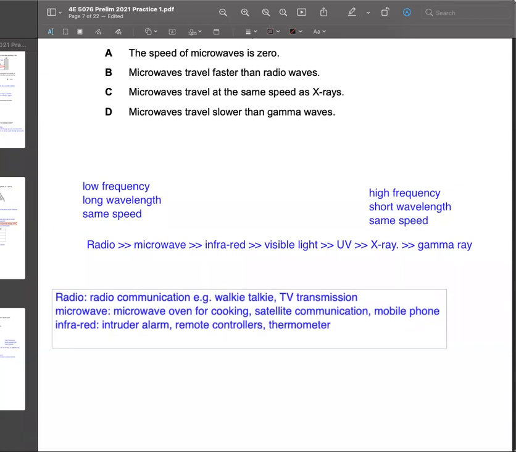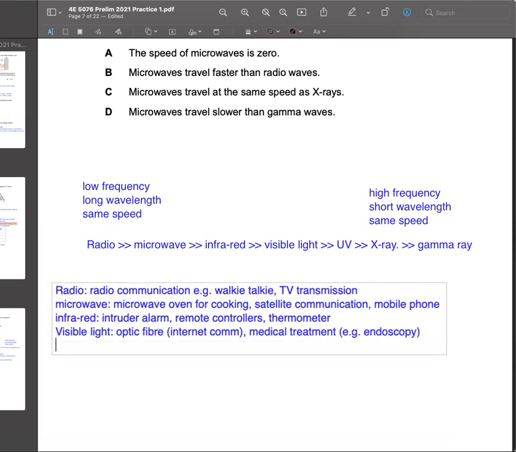Okay. Visible light can be used to make lamps. In terms of communication, optic fiber, for your internet connection. The other one for medical or surgical light, for medical treatment, for example, endoscopy.